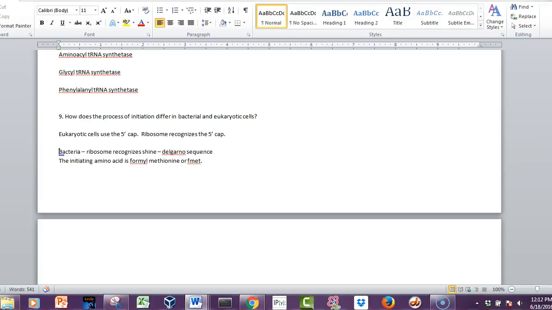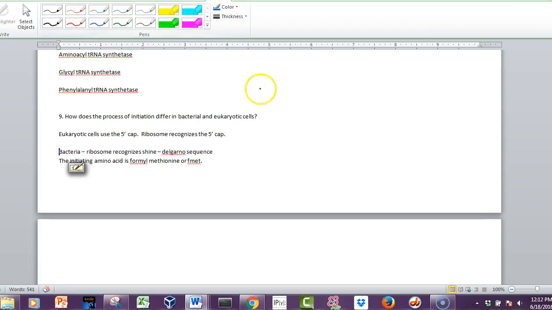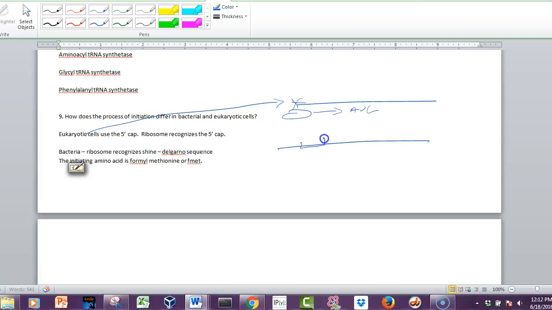Let's see. And so what does that look like? In eukaryotes, you have a 5' cap, and the ribosome binds that and then cruises along until it finds the first AUG. That's in eukaryotes. And then in prokaryotes, you have this internal sequence called the Shine-Dalgarno sequence, and that's where the ribosome binds. And then it finds the AUG after that. So I think those are the major differences.